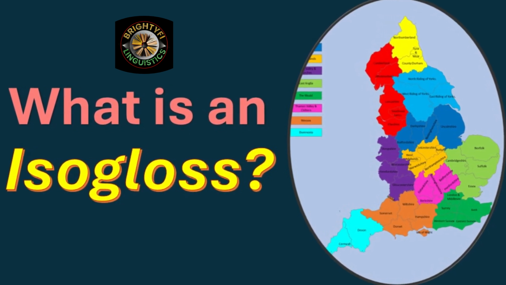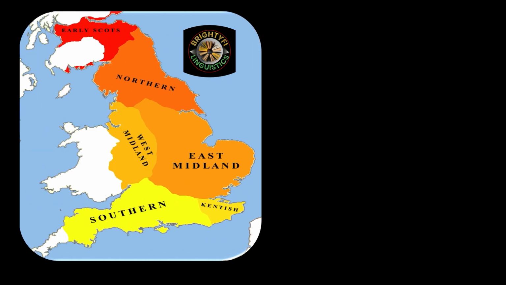But before we understand what is an isogloss, let's first have a look at this linguistic map of England. You can see how this map is divided into different areas where different types of dialects are spoken. You can see Southern dialect, Kentish dialect, East Midland dialect, West Midland dialect, Northern dialect, and earlier Scots. Look at these geographical areas in which different dialects have been divided.